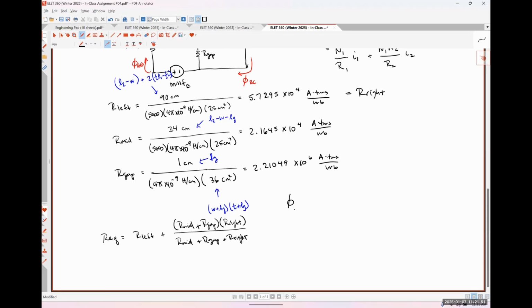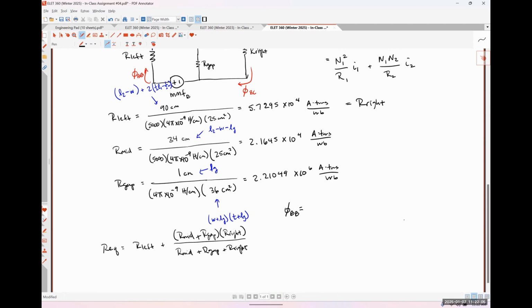So the flux that I have drawn as phi BB would then be simply whatever MMFB is divided by that equivalent reluctance. Are you okay with that? That's just good old Ohm's law.